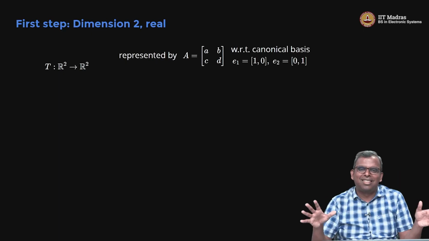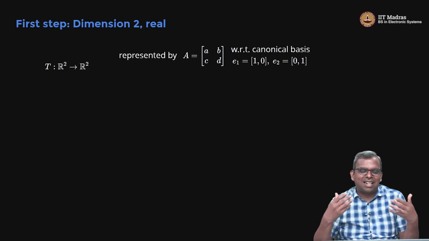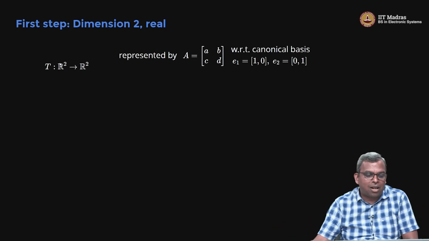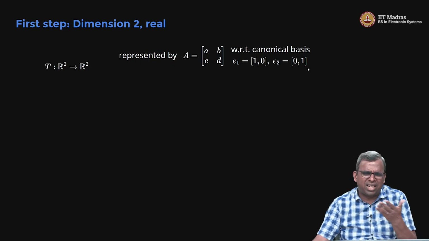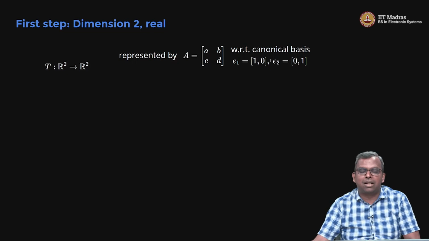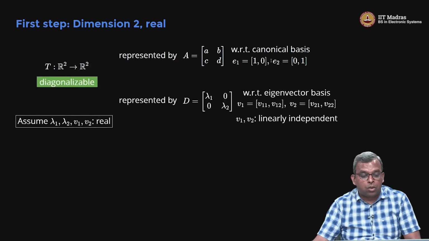So we've always been starting with R2. So we'll start that way with R2. We'll look at an operator T from R2 to R2. Maybe it's represented by A, which is ABCD with respect to the canonical basis, or any other orthonormal basis is also okay, but we'll pick the canonical basis. Okay. So I will assume that T is diagonalizable.